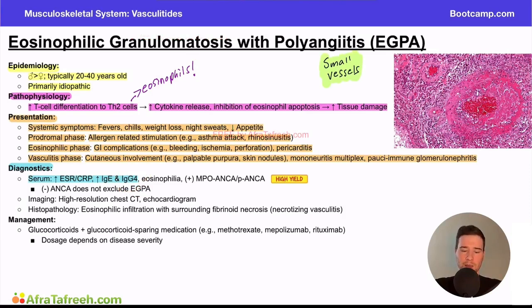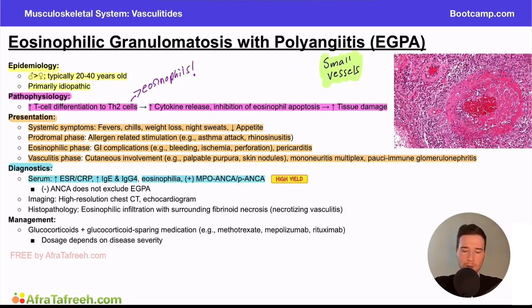Additionally, we're likely to see eosinophilia, and this should make sense to us. And this is going to be an MPO-ANCA or P-ANCA positive condition. And I put a high yield here because they like you to be able to differentiate your different ANCA-associated vasculitides. So you have ones that are more likely to be C-ANCA positive, some that are more likely to be P-ANCA positive, and then there's some overlap as well. But this is a very important one they want you to know as being a P-ANCA positive pathology.